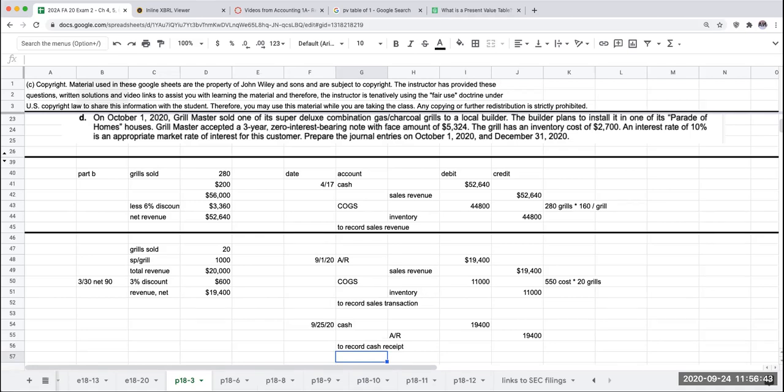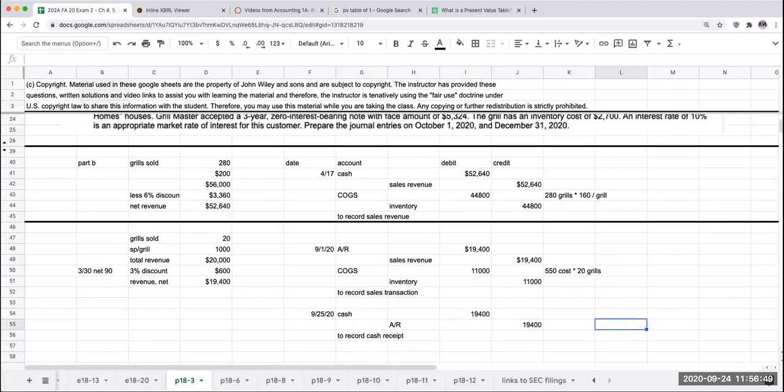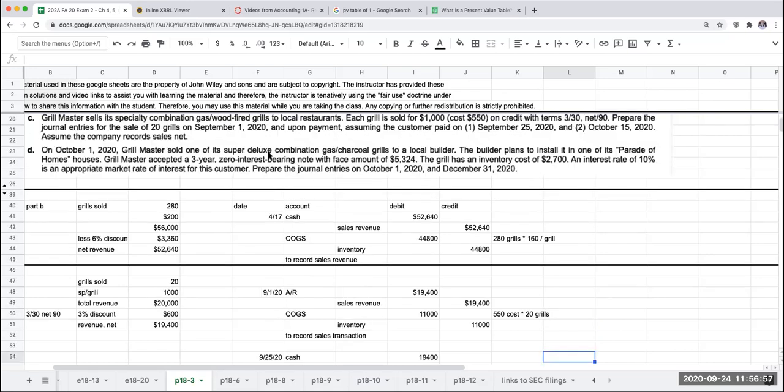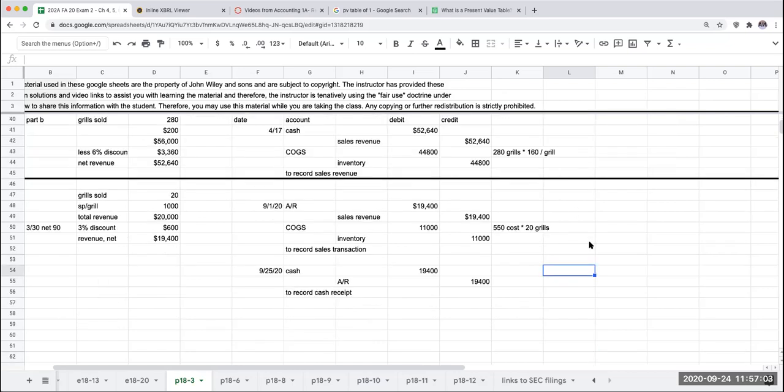So this here is going to be, that's it. Okay. Now, this is where it gets a little bit more funky. If we're over here on October 15th, this is 45 days from September 1st. So when it comes to 10/15, I'm no longer going to be receiving this 19,400 cash.